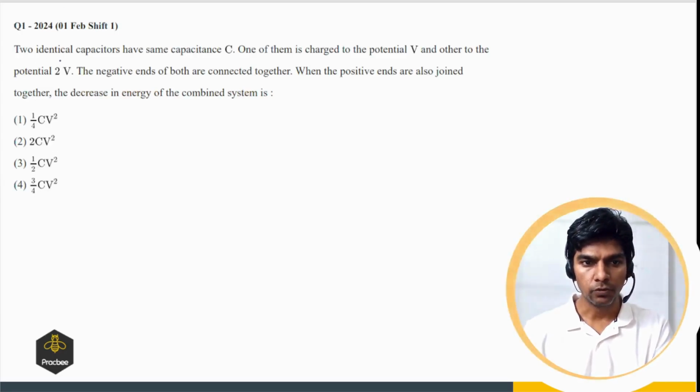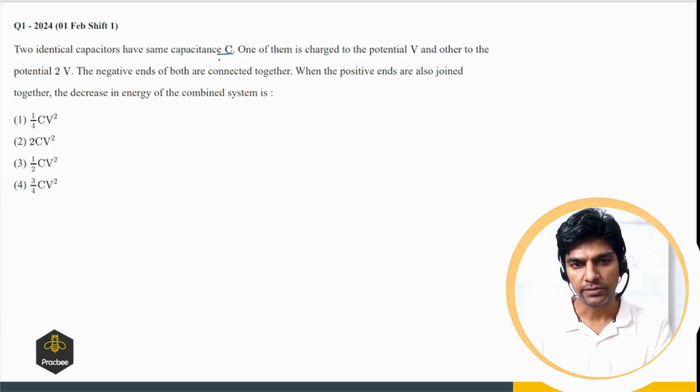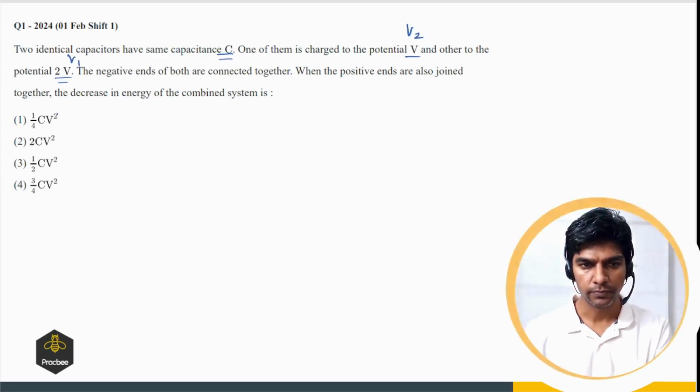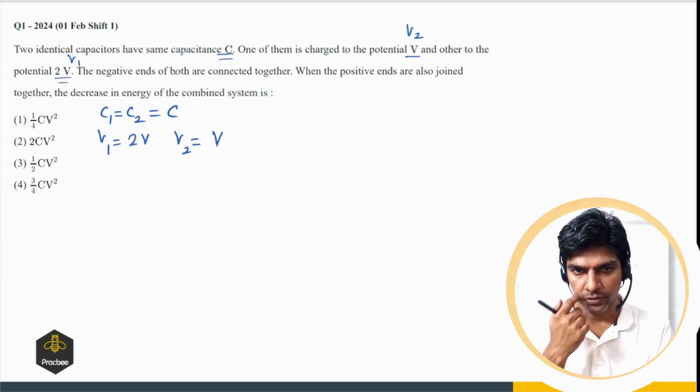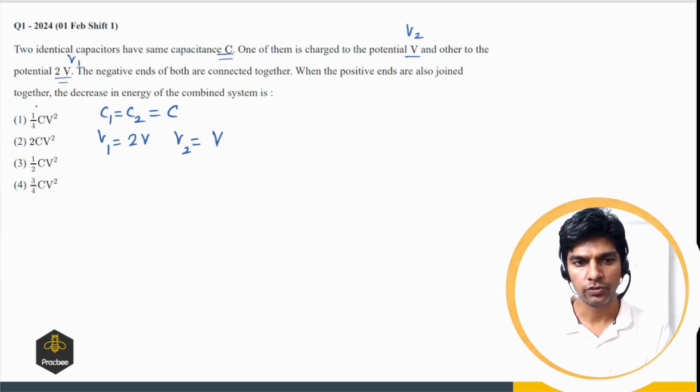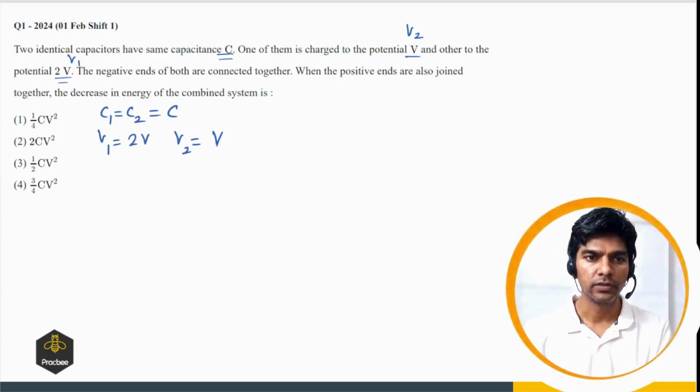Two identical capacitors having the same capacitance C, one of them is charged to the potential V and the other to 2V. So let me take this as V2 and this one as V1, and both have the same capacitance. So C1 is equal to C2 is equal to C. V1 is 2V and V2 is V. The negative ends of both the capacitors are connected together. When the positive ends are also joined together, find the decrease in energy of the combined system. So let us see.